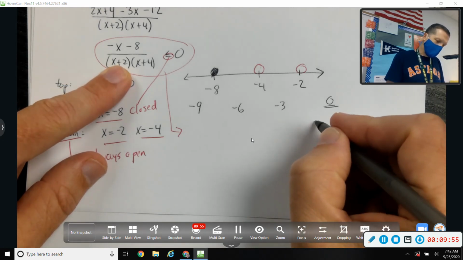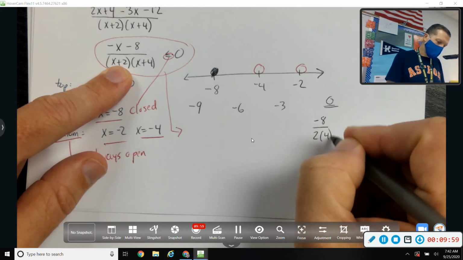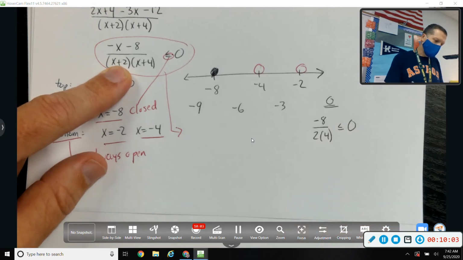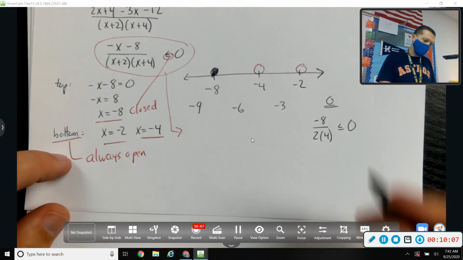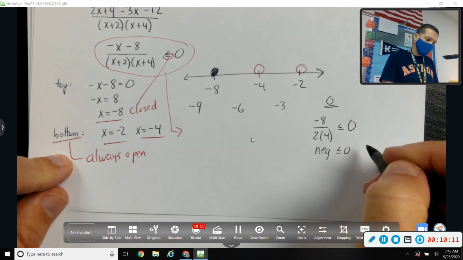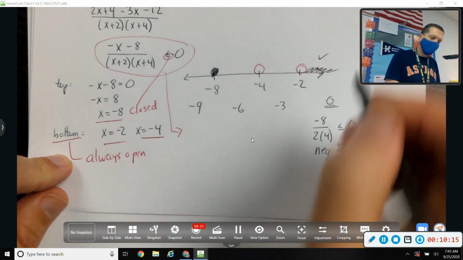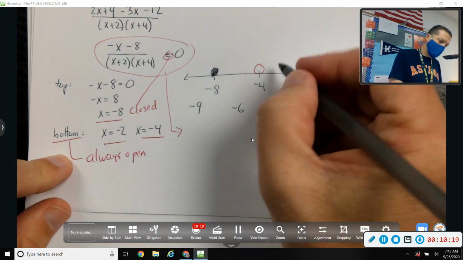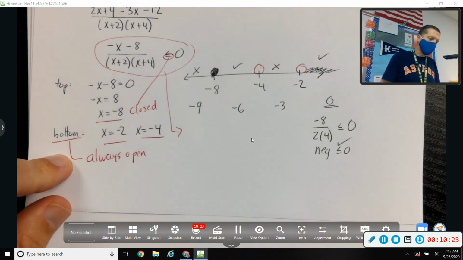So if I'm plugging in 0, I'd get negative 8 over 2 times 4. And I want to know if that's less than 0? Let's see. So it's a negative number, and that's less than 0. So yes, we would shade over there. And then I can alternate off of that. So this one would be a no, this one would be a yes, this one would be a no.